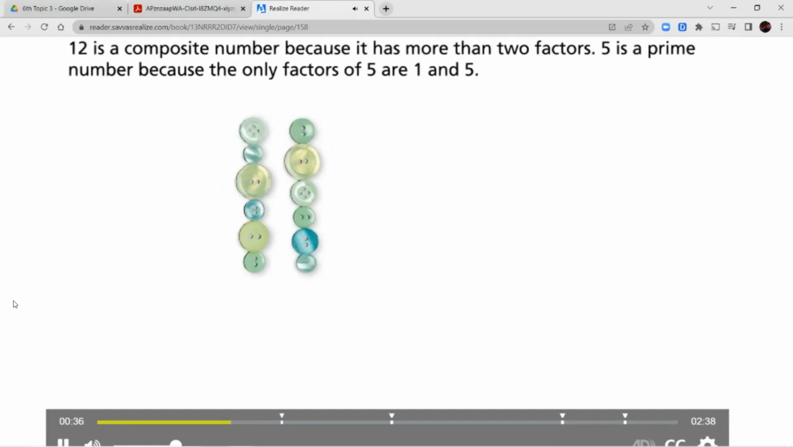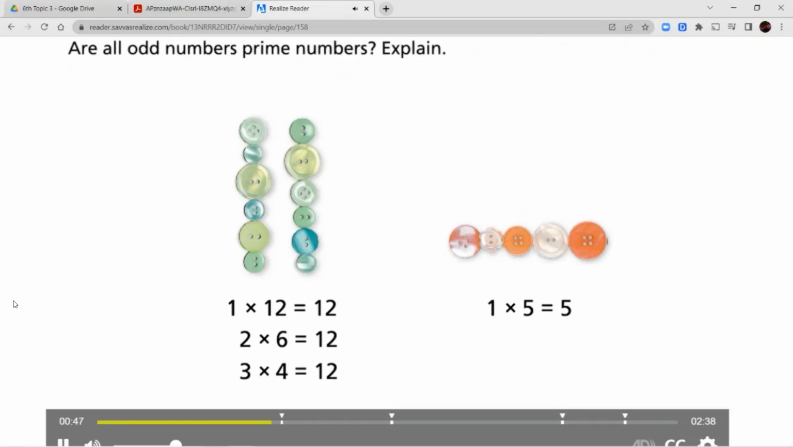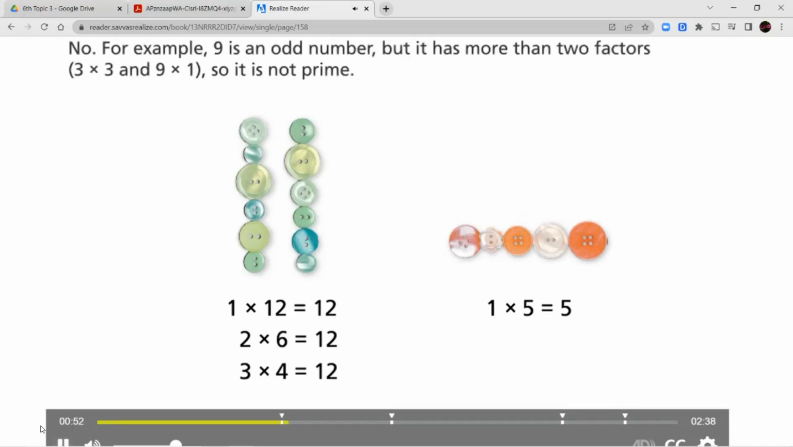12 is a composite number because it has more than 2 factors. 5 is a prime number because the only factors of 5 are 1 and 5. Are all odd numbers prime numbers? Explain. No. For example, 9 is an odd number, but it has more than 2 factors, 3 times 3 and 9 times 1. So it is not prime.